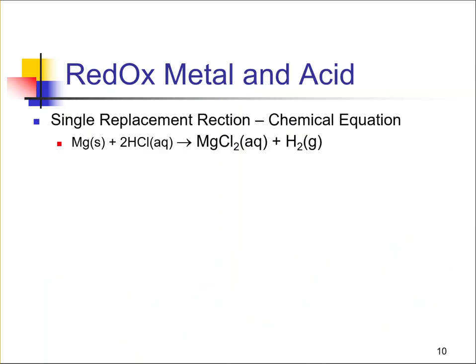Now let's look at single displacement reactions. These are usually redox reactions. So in this reaction equation, we want to know first of all if it's a redox reaction or not. We want to know what's being oxidized, what's being reduced, and what's the oxidizing agent and reducing agent. So let's assign the oxidation numbers first. Oxidation number of magnesium is 0. Chlorine is negative 1, hydrogen plus 1. Chlorine is negative 1, magnesium positive 2, and hydrogen is 0 here.